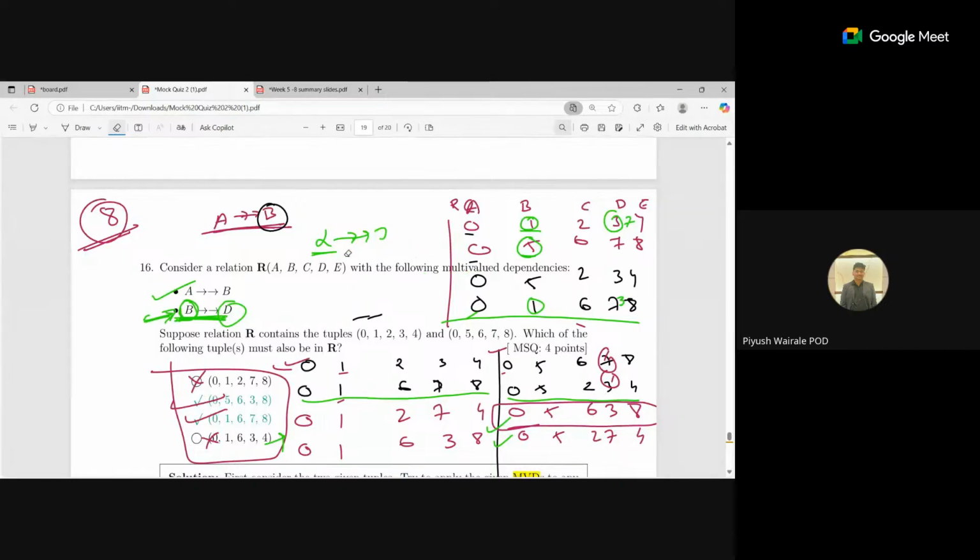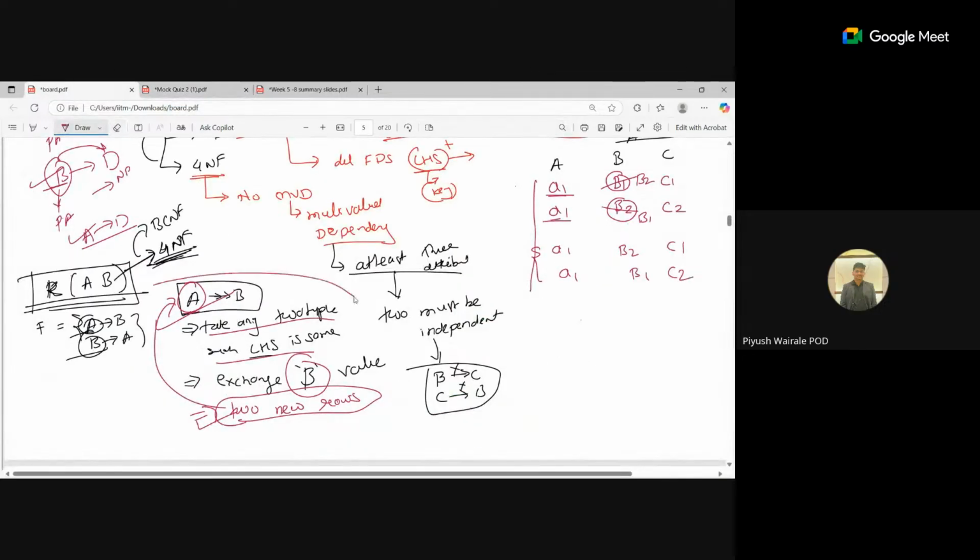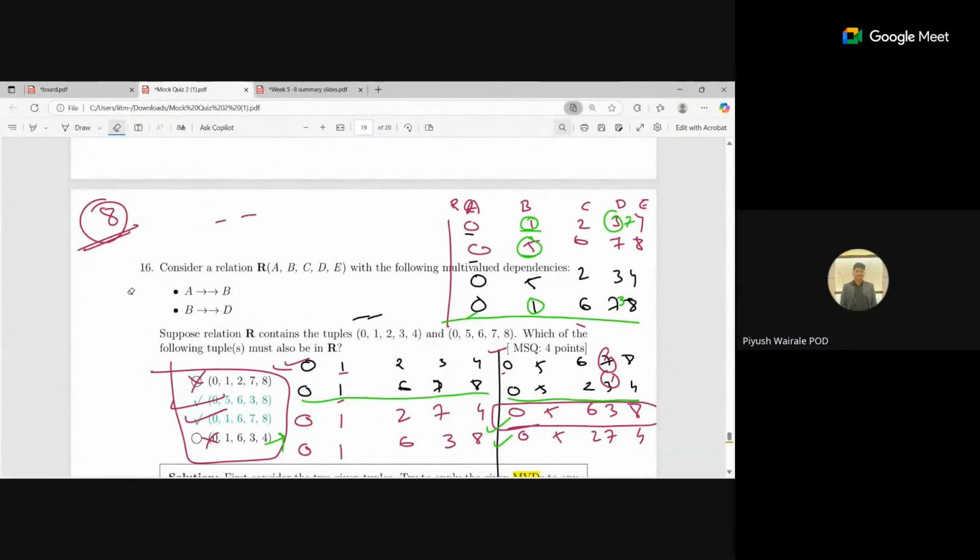So please try to solve this question again. Just remember this thing. Take any 2 tuples such that the left hand side value is the same. Exchange the beta value and 2 new rows we are going to get. If those rows are present, MVD exists. If the MVD already exists, it means those 2 rows must be present. That is what we have applied here.